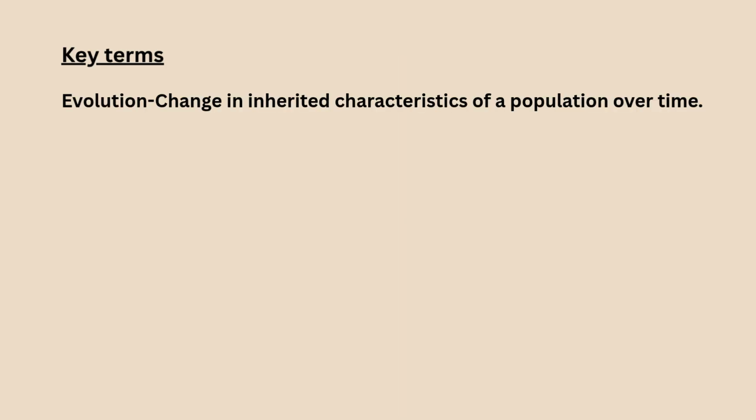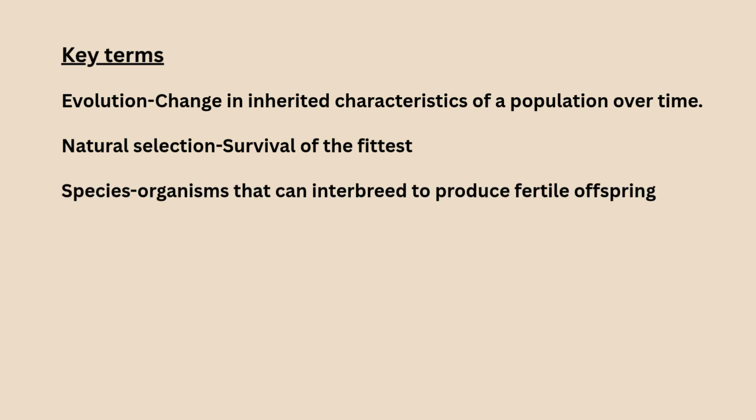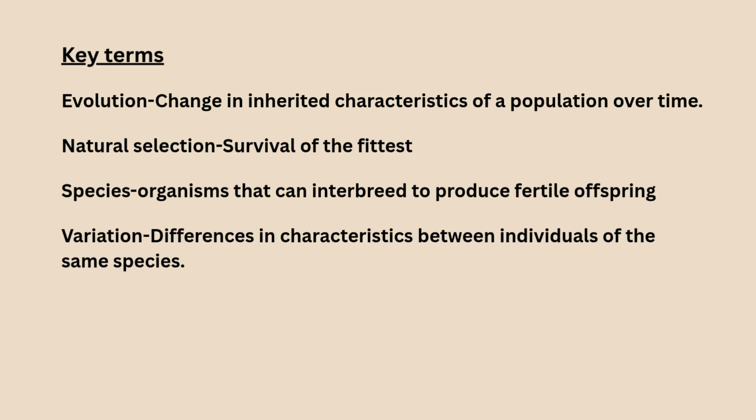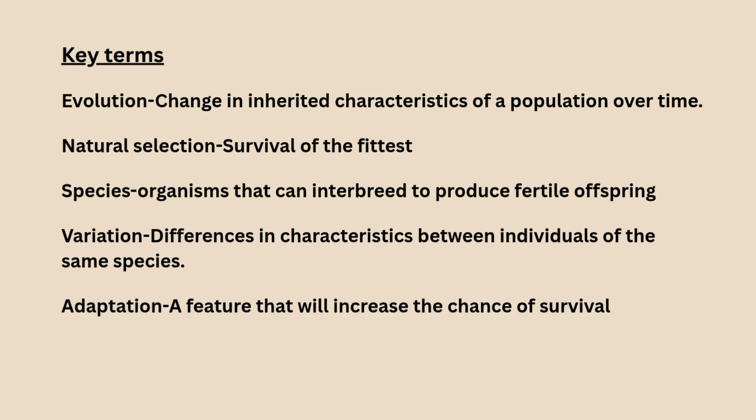Key terms. Evolution is the change in inherited characteristics of a population over time. Natural selection, survival of the fittest, is the mechanism which drives evolution. Species are organisms that can interbreed to produce fertile offspring. Variation is differences in characteristics between individuals of the same species. An adaptation is a feature that an organism has which will increase its chance of survival.